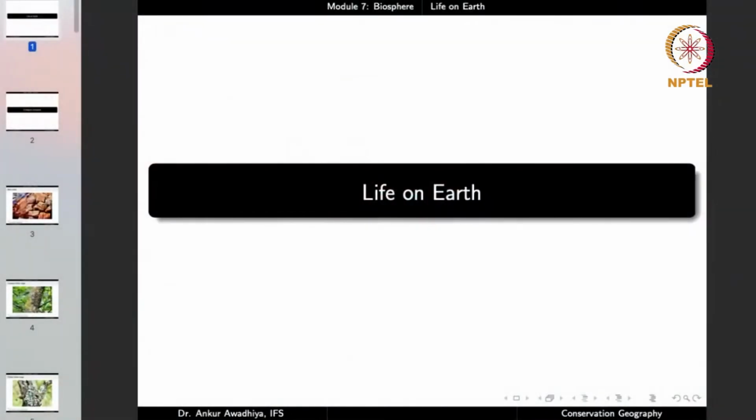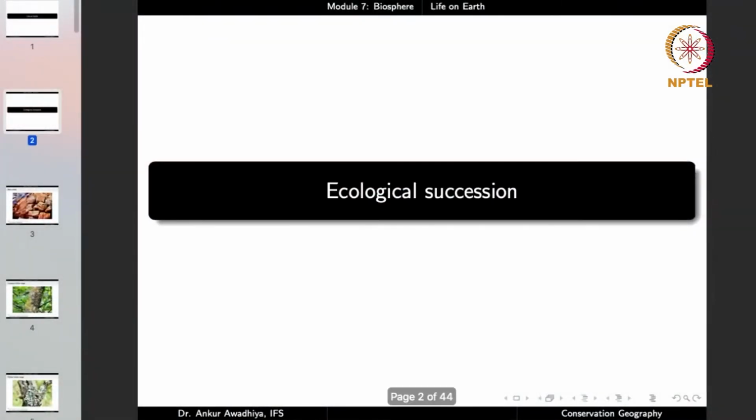Namaste. We carry forward our discussion on the biosphere, and in this lecture, we shall explore life on Earth, primarily the ecological succession and the biogeochemical cycles. So, let us now begin with life on Earth. So, what is ecological succession?